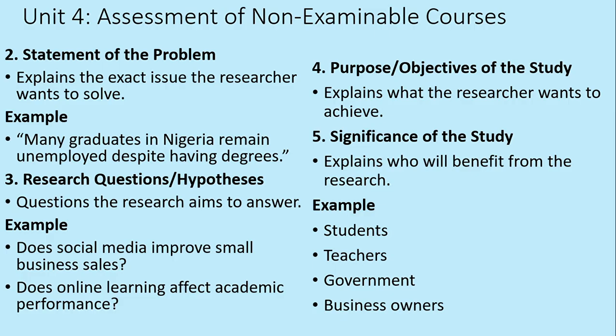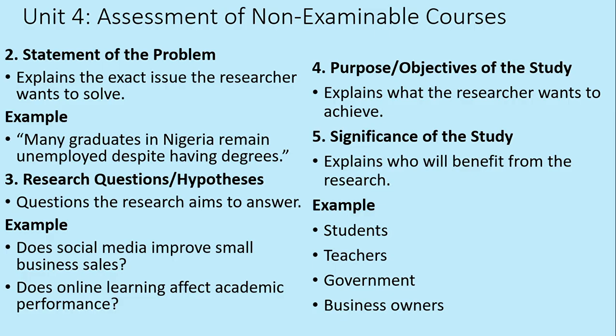That is why there's going to be a table of contents in a project. That is the usefulness of a table of contents in a project. So you're trying to state what you intend to do, the problem you intend to solve, and the people that will benefit from your research. An example is what? Students, teachers, maybe government, maybe business owners.